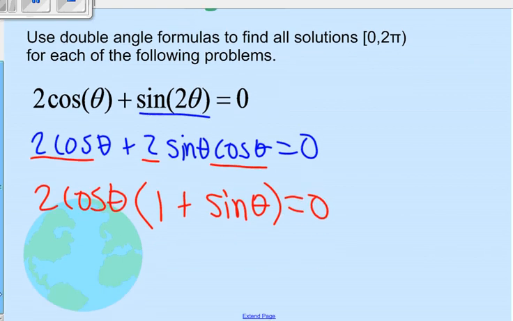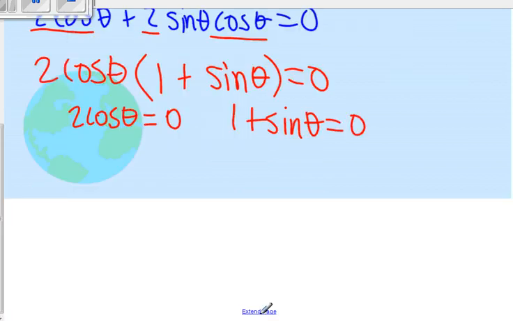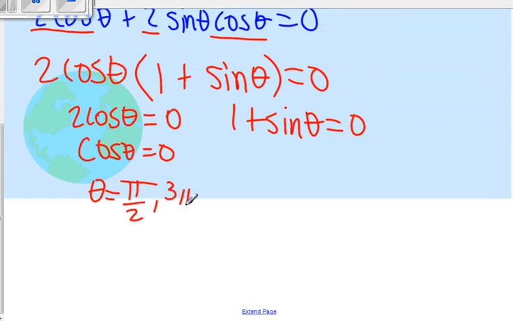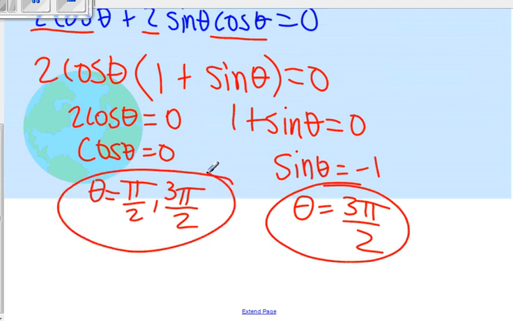And now that we have 2 factors, we set both of those factors equal to 0. And then we solve them both. 0 divided by anything is still 0, so this is really just cosine of theta equals 0. So cosine is 0 at pi over 2 and 3 pi over 2. Okay, and this is saying sine of theta equals -1. And sine of theta equals -1 at 3 pi over 2. So there we got an answer that ended up being repeated, and that's okay. It happens sometimes.